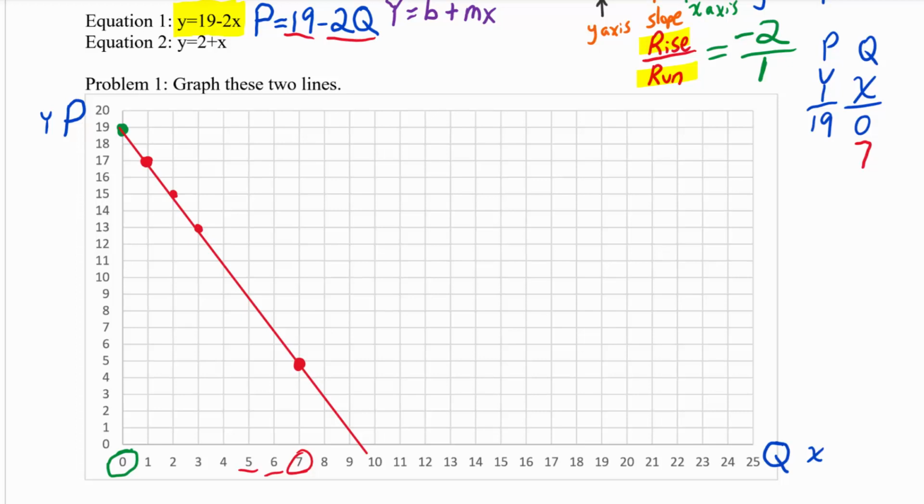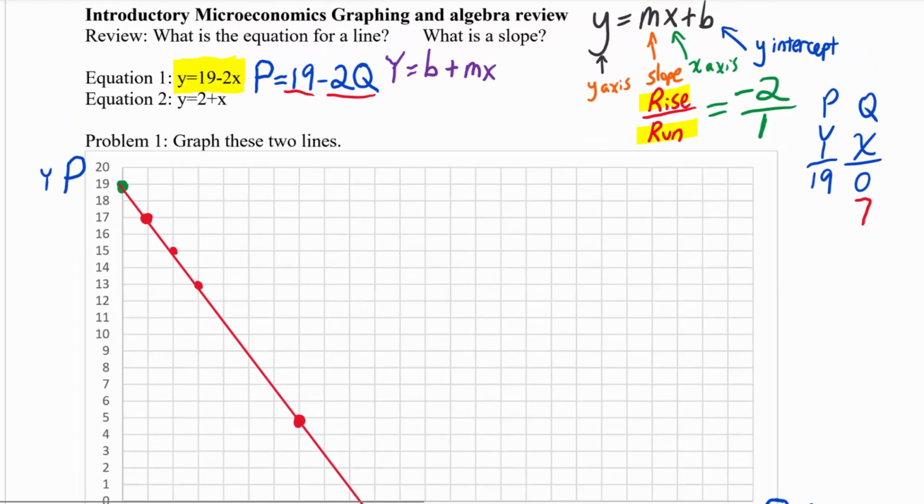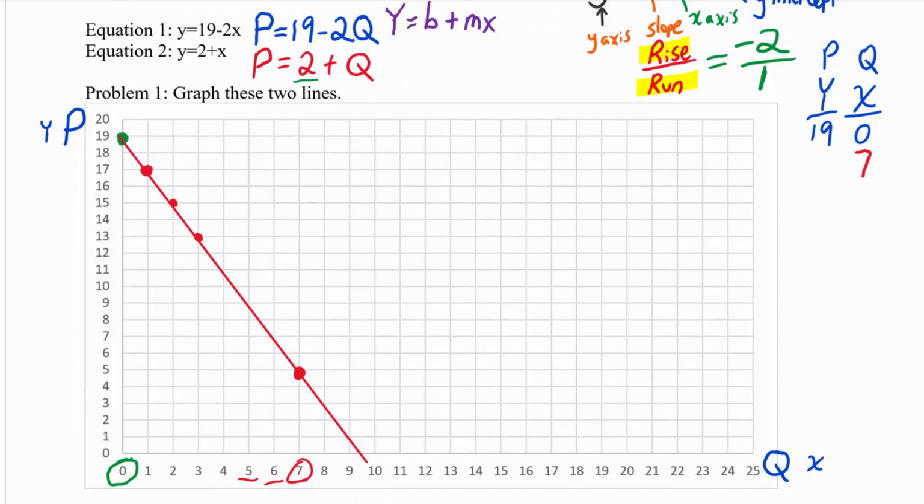Now let's graph this other line. Y equals 2 plus x. Well, let's go ahead and rewrite it the same way we did the other one. As P equals 2 plus Q. So what's the y-intercept of this line? It's the 2. And what's the slope of this line? It's 1. We don't see the 1, but we don't have to write the 1 when it's just 1 times Q. What does the y-intercept tell us? Well, it tells us that when Q is 0, price equals 2 plus 0. So this purple point is 1 point on the line.